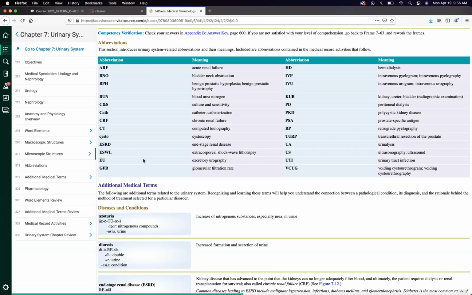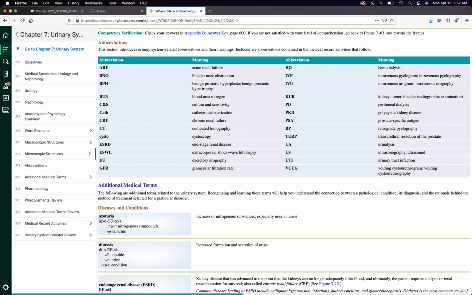ESWL, we already know. EU, we don't really use. But a urography, what am I doing? I want to graph or record the urine, and I could do it voiding or excretory. GFR is your glomerular filtration rate. We know that the glomerulus filters my urine, and I can measure that in my blood and in my urine. So the GFR can tell me the functional status of my kidney. And if it's decreased, that's bad. You're going to see oliguria. You're going to see anuria.